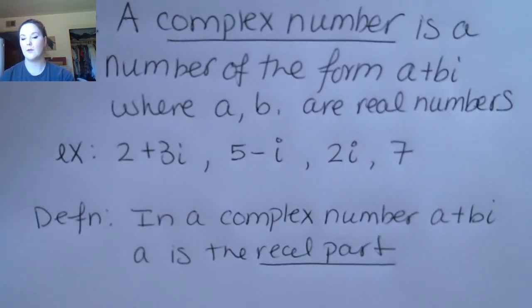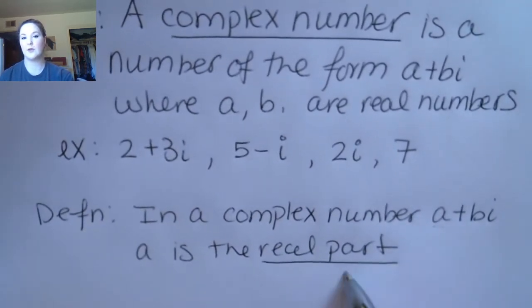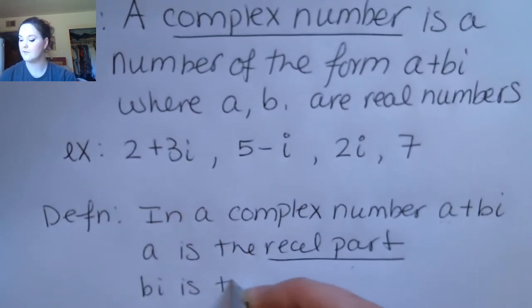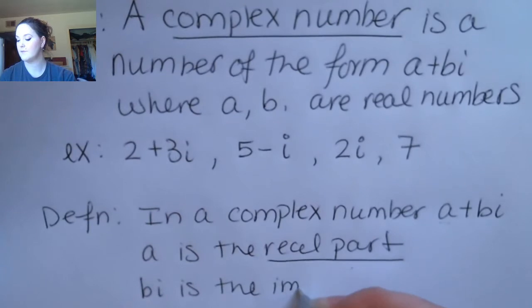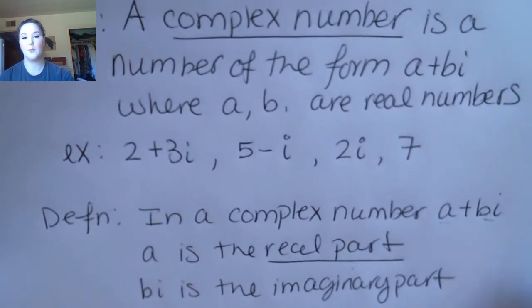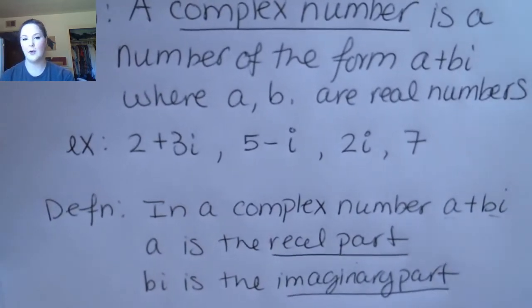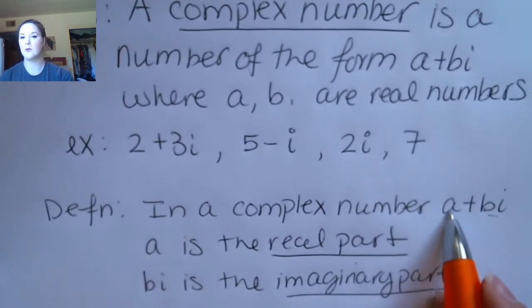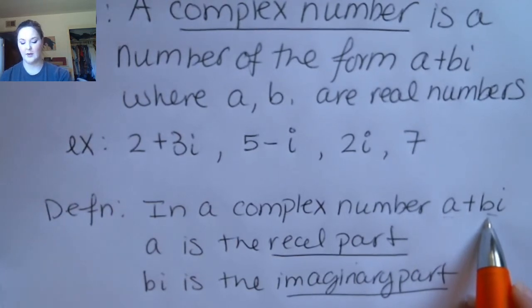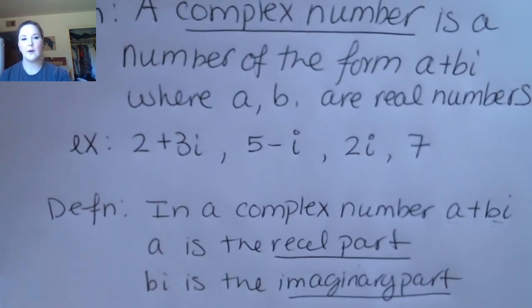Okay, so the part here that is just a real number is called the real part. And then bi, which is a multiple of i, is called the imaginary part, right? Because we said multiples of i are imaginary numbers. So this is the real part because it's a real number. This is the imaginary part because it's an imaginary number. Okay, so let's look at an example.